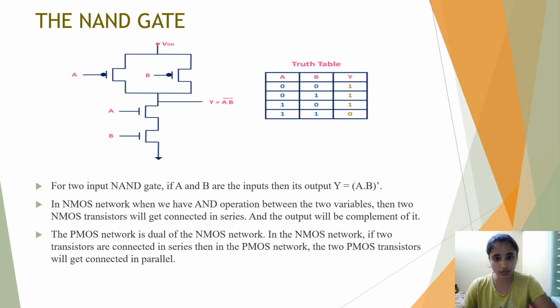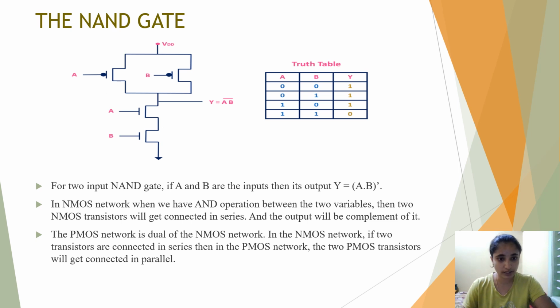When the input is 1 1, output is 0, because Y equals AB bar. For the two input NAND gate, if A and B are the inputs, then the output Y is (A, B) whole bar. So in NMOS network, when we have an AND operation between the two variables, then the two NMOS transistors will get connected in series and the output will be the complement of it.